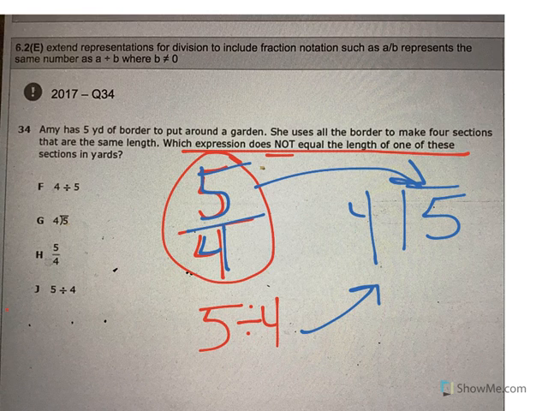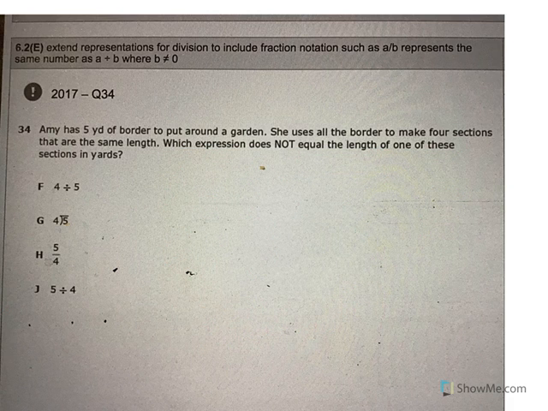So 5 goes inside the box. 4 is the divisor, because that's what you're dividing by. You're dividing by 4. And the 5 is the dividend. That's what's being divided up, the border. So we've looked at all these, G, H, and J. We proved those to be valid. So the answer must be F.